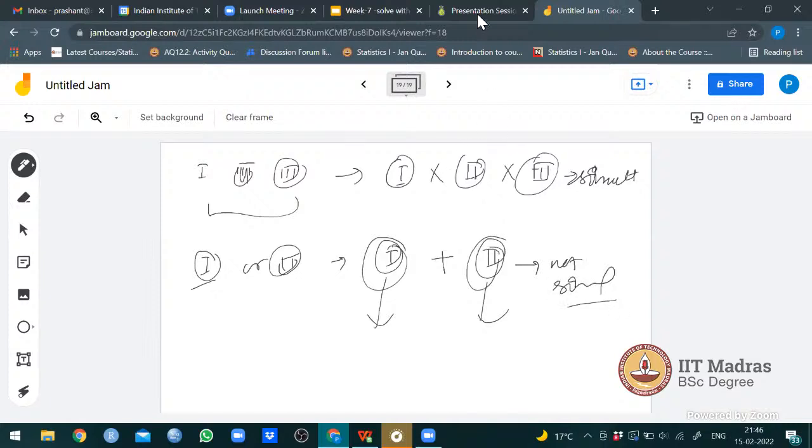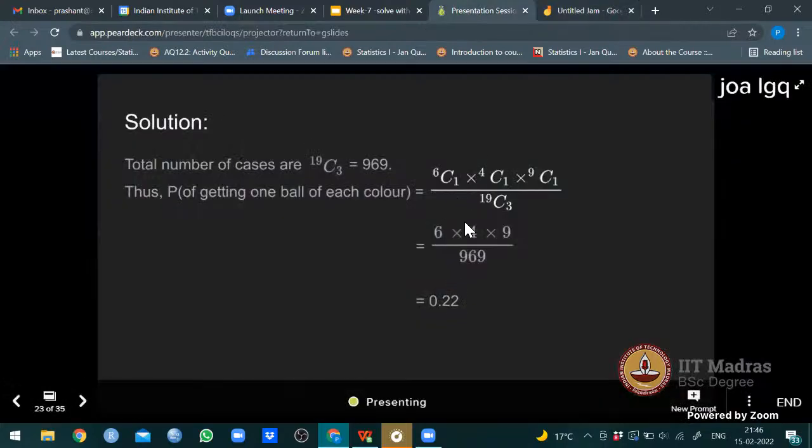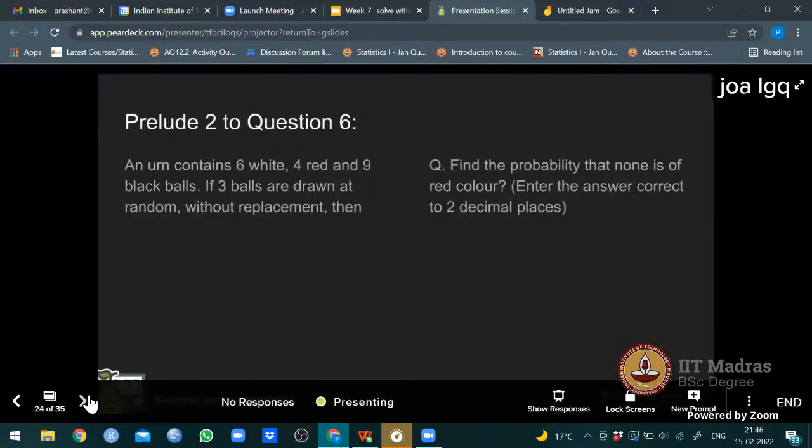Okay, sir. Understood. So I hope it's clear for everyone. Yes, sir. Please move on to the next. So we can move to the next question. This is something where none of them is of red color.